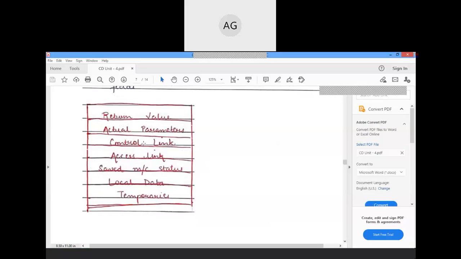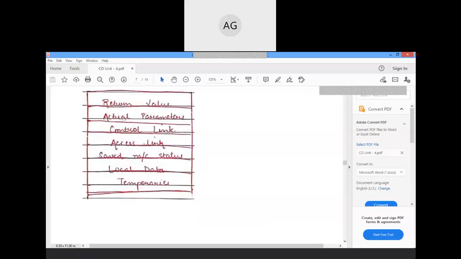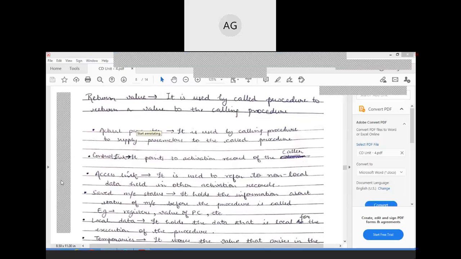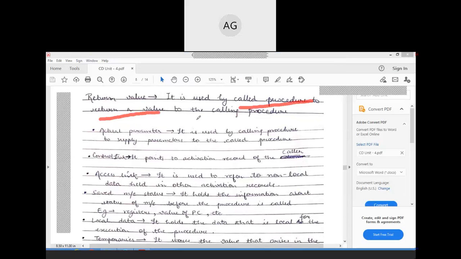So let us discuss what it means by the return value and the actual parameters. Return value is used by the called procedure to return a value to the calling procedure. Then the actual parameters are used by the calling procedure to supply parameters to the called procedure. These are the concepts used in parameter passing. So just remember these two words, the called procedure and the calling procedure.